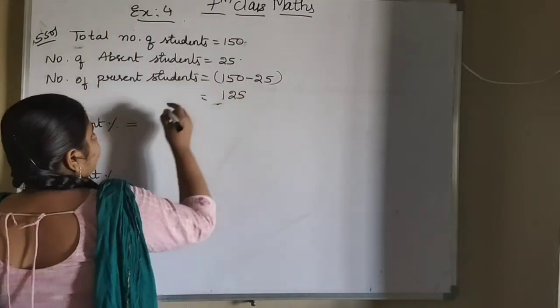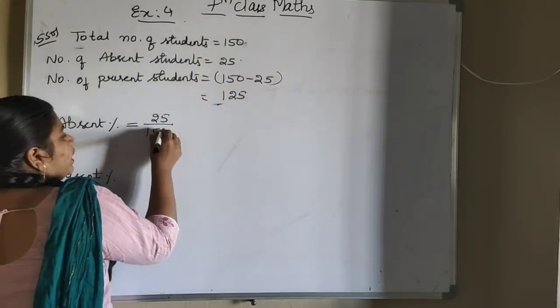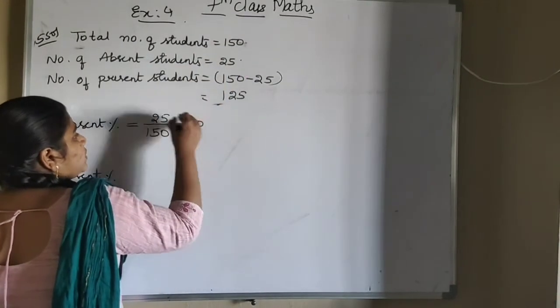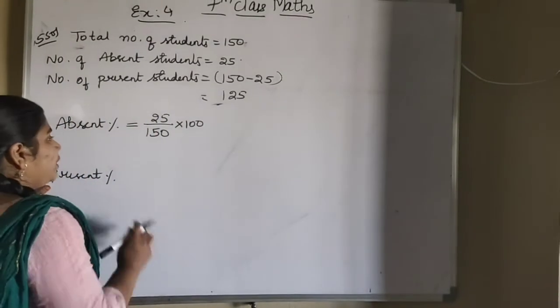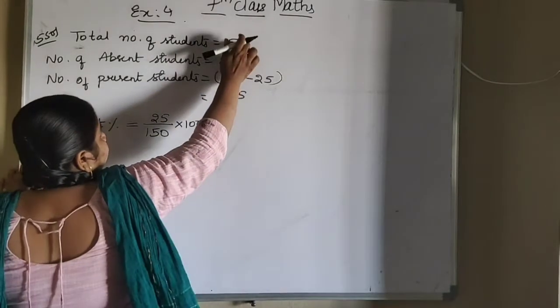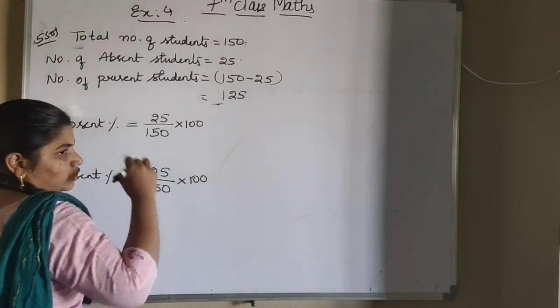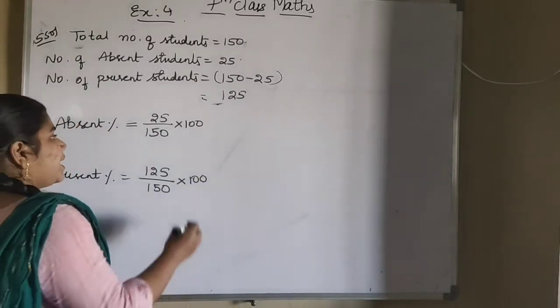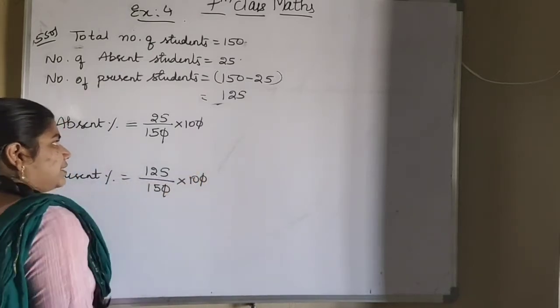Absent are how many? 25. Total number of students are 150. We are finding the percentage, so that means into 100. In the same way, present percentage. How many are present? 125. Out of total 150 students, we are finding the percentage, so into 100. So now cancel it. 0, 0 will get cancelled.